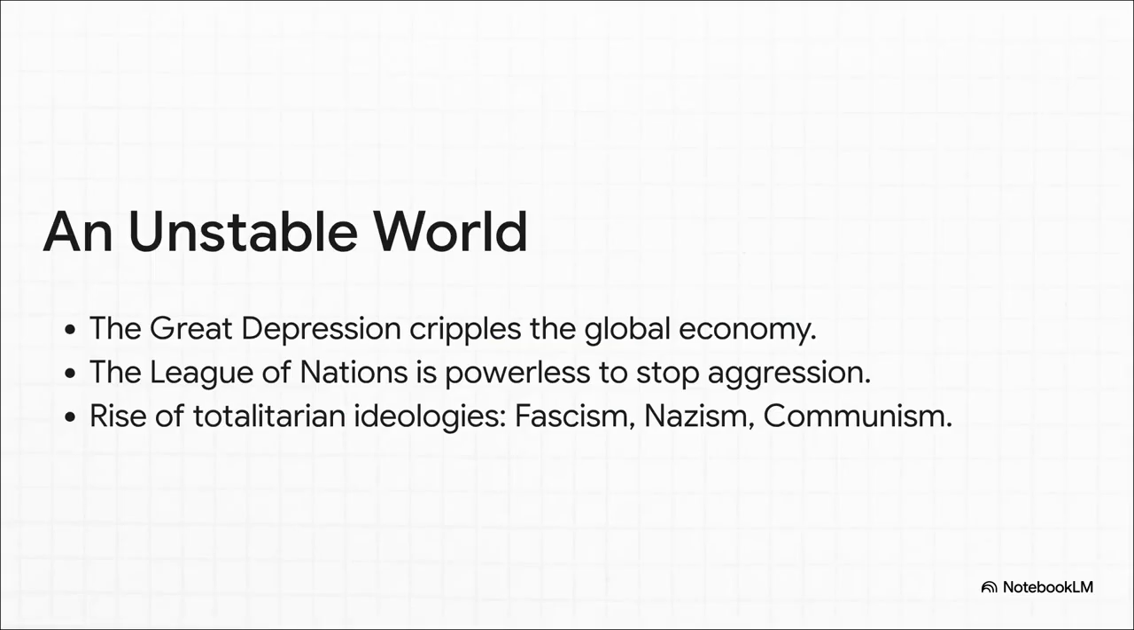And this wasn't just happening in Germany. The whole world was unstable. The Great Depression brings the global economy to its knees. The new League of Nations, which was supposed to prevent future wars, turns out to be totally toothless, unable to stop Japan or Italy from invading other countries. And into this vacuum of power and hope step these new, aggressive totalitarian ideologies, fascism, Nazism, promising to restore national greatness through any means necessary.